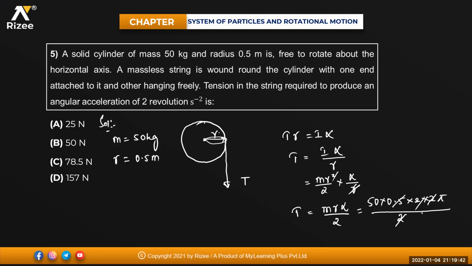So it is 50 into pi. That means this 2 and this 2 are gone, 0.5 and this 2 are also gone. So it is 50 into 3.14. See how much I'm getting? Anyone? 50 into 3.14.